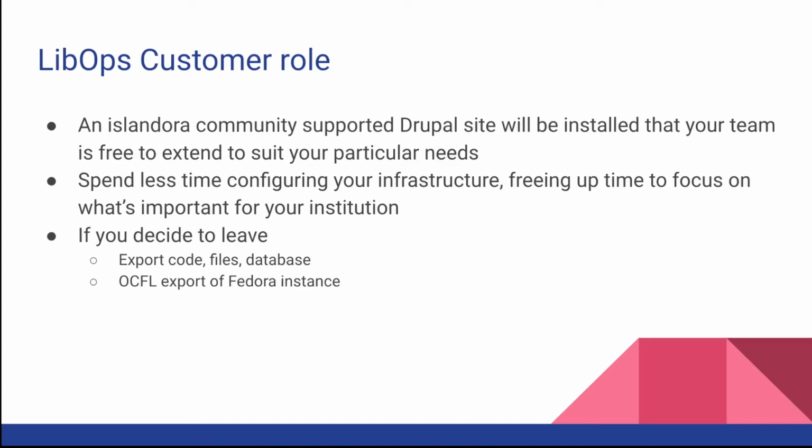And then if, say, you were to join LibOps, and you ever decided you wanted to leave, you'd always be able to export your code, your files, and your database out. Right now, what gets spun up is a Fedora 6 install, which uses OCFL, so you'd always be able to have an export of that as well. You would want to always be able to get your data out, because you would be owning your data.